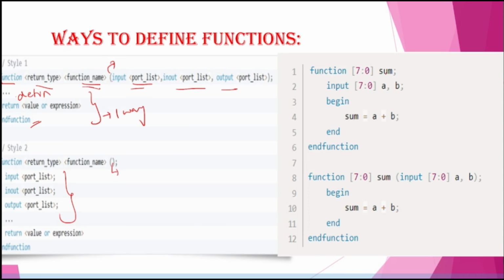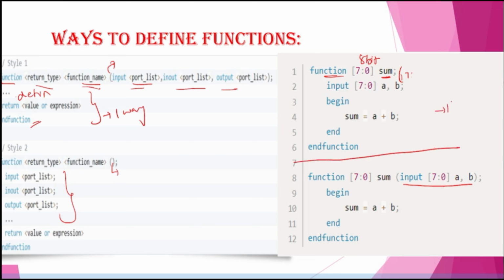See, function. This is the name of the function, and the name is sum, and it returns an 8-bit wide value. Within this, either I can write it in this way, or I can write it like input 7 down to 0 a comma b. You can write it either in this way or in this way.